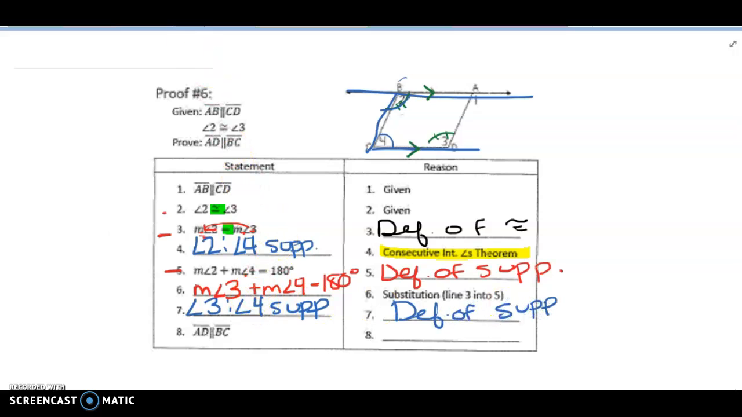And let's look at this. If 3 and 4 are supplementary, wouldn't that mean that this line and this line have to be parallel? Because if this line and this line are parallel, there's my transversal, this angle here and this angle here, these are consecutive interior angles.